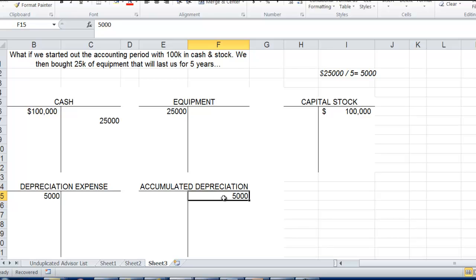We're going to do this at the end of the accounting period. We're going to do it over and over and over again. So after 5 years, we would have $25,000 of accumulated depreciation, and that combined with this equipment here, when we look at what the asset is and its associated accumulated depreciation, the difference between those two we call the book value.